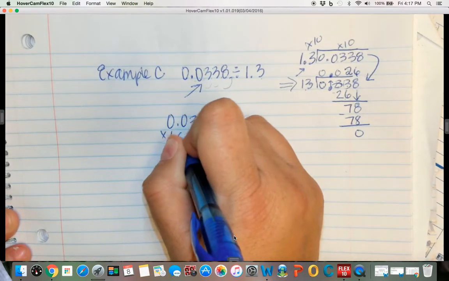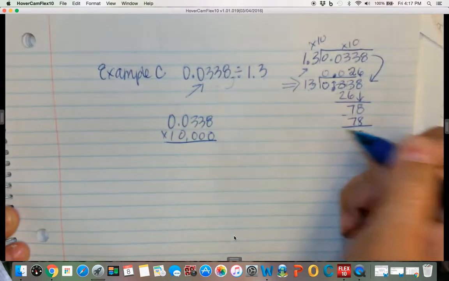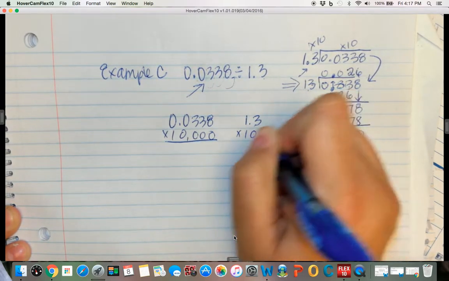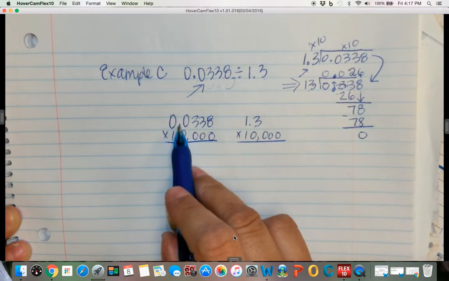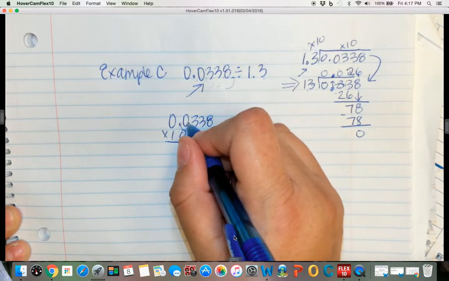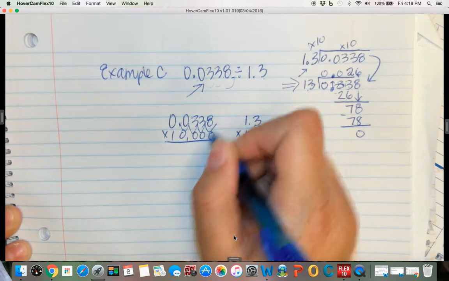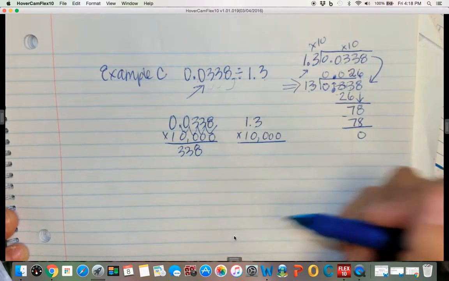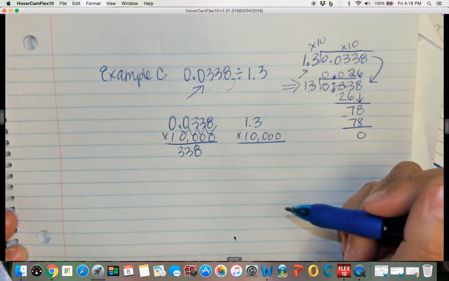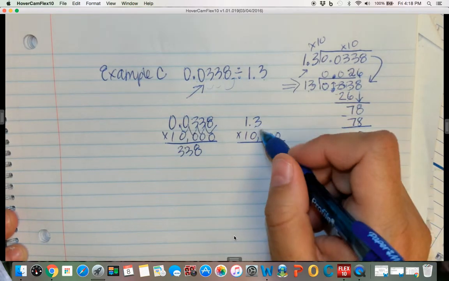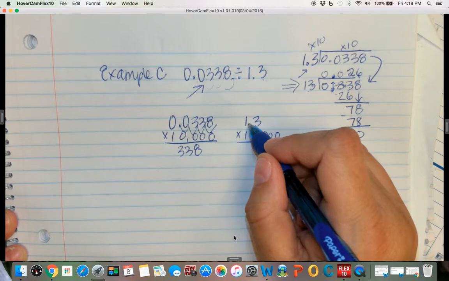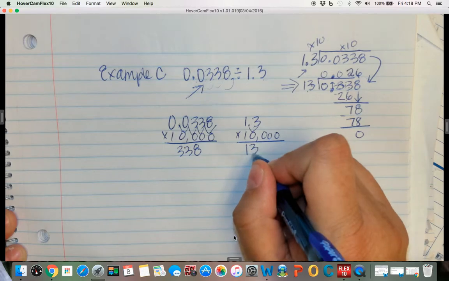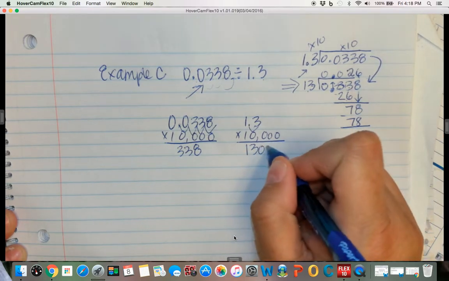So 0.0338 times 10,000 and 1.3 times 10,000 means that I move this 4 places. 1, 2, 3, 4. 338. You can do all the math if you want to prove it. 1.3 means I move this decimal place once and I get 13, and then I have 3 zeros left.